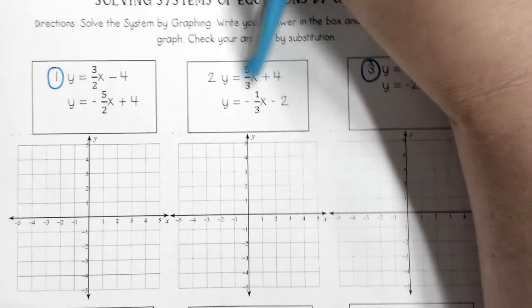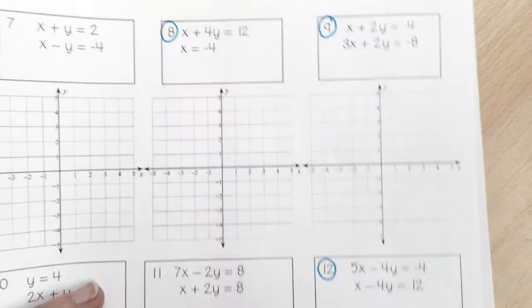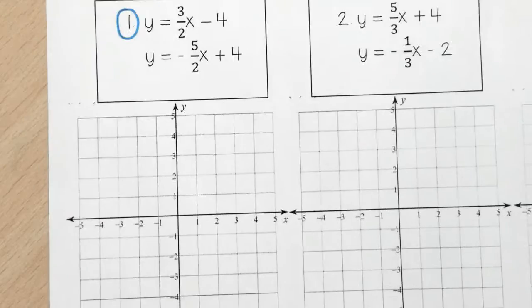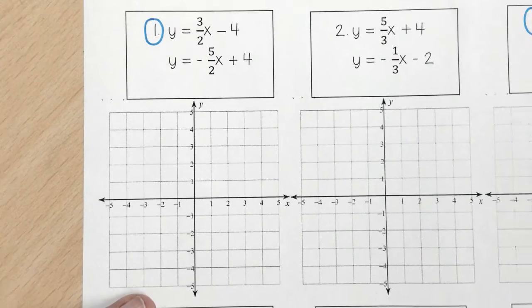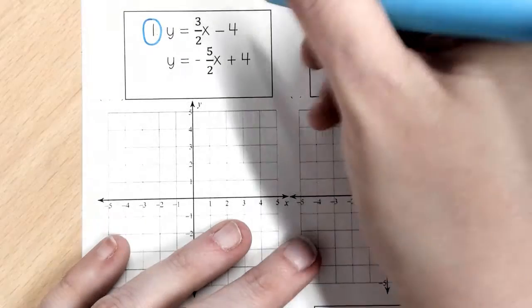Now, the ones on the front, if you notice, are in slope-intercept form. The ones on the back are in standard form. Let's start with the ones on the front because obviously they're the easiest ones. Let's take a look at number 1. Number 1 is y equals 3 half x minus 4, y equals negative 5 half x plus 2.